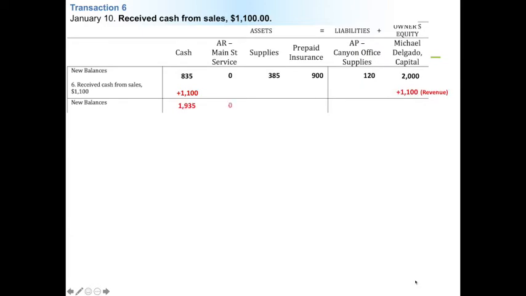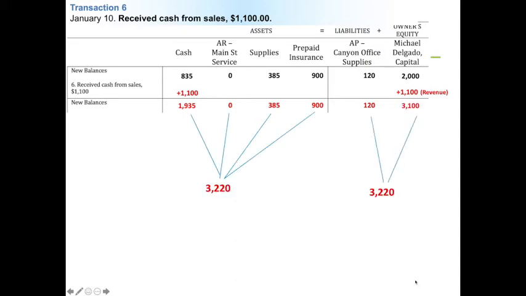So our cash balance, we'll add that to our cash. Main Street Service stays the same, supplies stays the same, prepaid insurance, and our accounts payable will stay the same. Our capital started out at $2,000. We made some money, so now our capital account is worth $3,100. And again, if we were to balance out the numbers from each side, we will see that our accounting equation is still balanced.